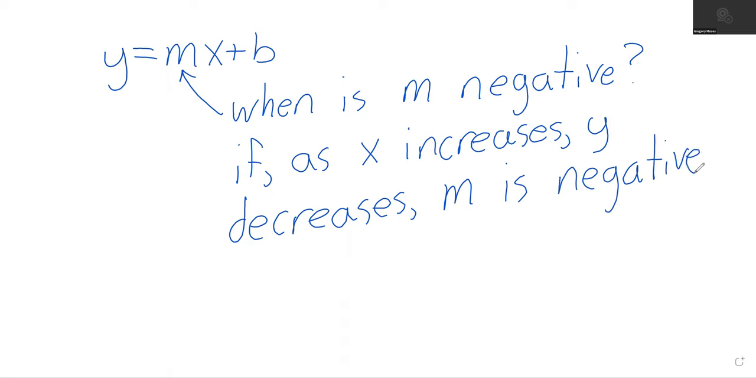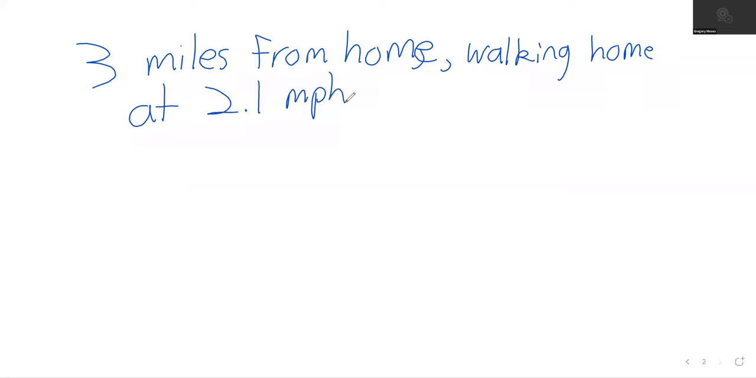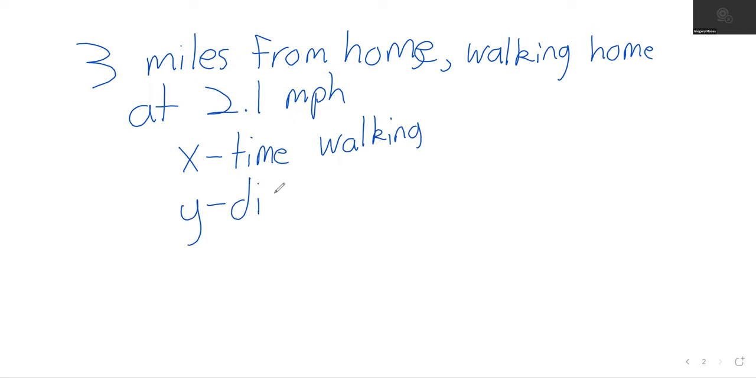And the example that we've looked at a few times is a distance. Let's say we're 3 miles from home, and walking home at 2.1 miles per hour, and we want X to be the time spent walking, and Y to be distance from home.